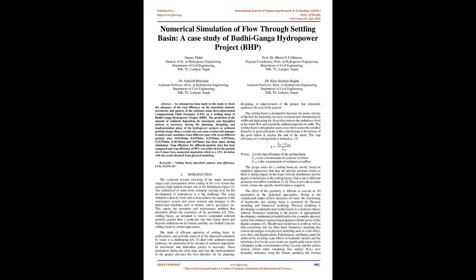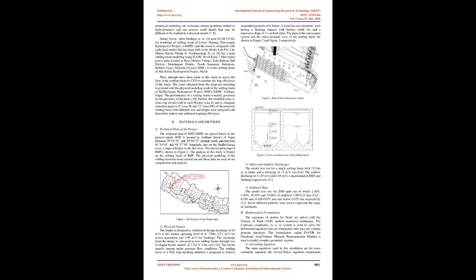The settling basin is designed to decrease the mean velocity of the flow by increasing the cross-sectional area, broadening its width, and depressing the floor, that reduces the turbulence level in the water flow and permits the sediment particles to settle. The settling basin is designed in such a way that it settles the smallest diameter of grain sediments in the vertical plane at the bottom of the pool before it reaches the end of the basin.